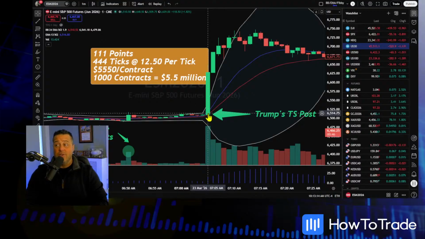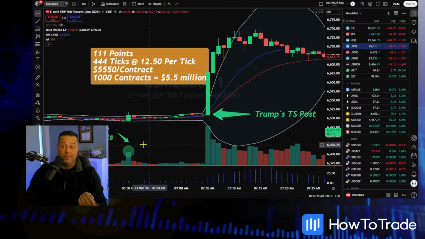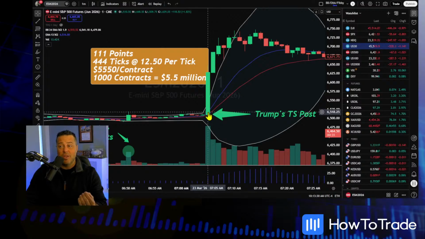Everybody saw this as good news that the war was potentially winding down. The energy was going to be back online. This is the S&P 500 and what happened. This is before the market even opened. Okay, this is 2.5 hours before it even opened. Right there, big spike, 15 minutes before the post goes off.